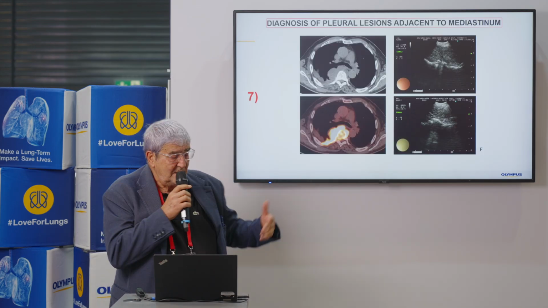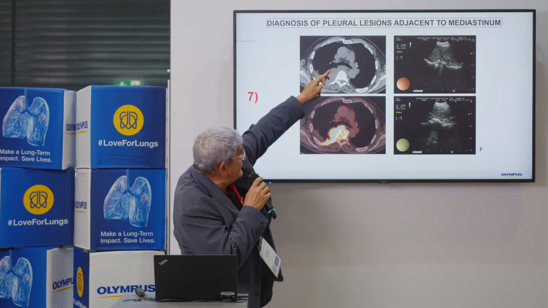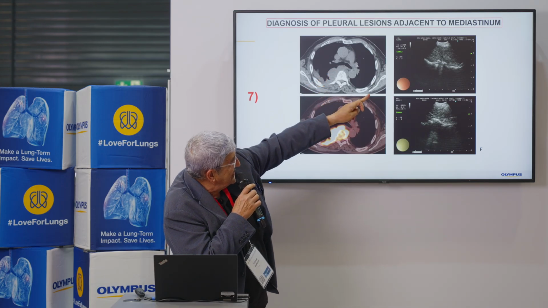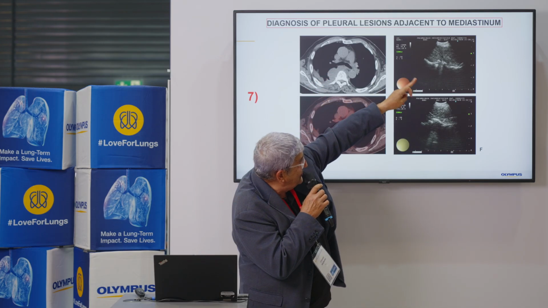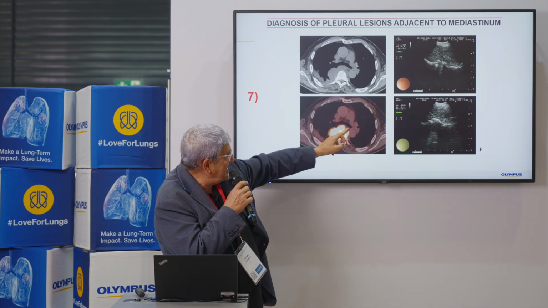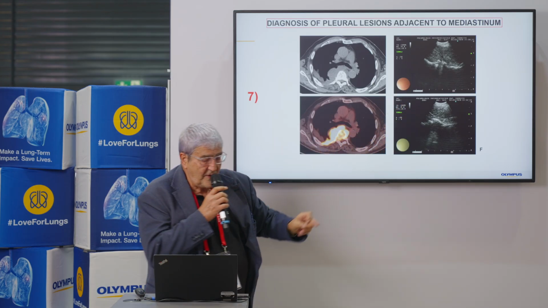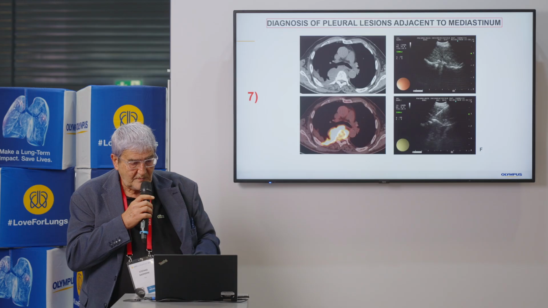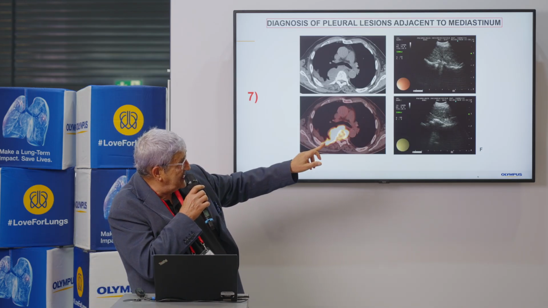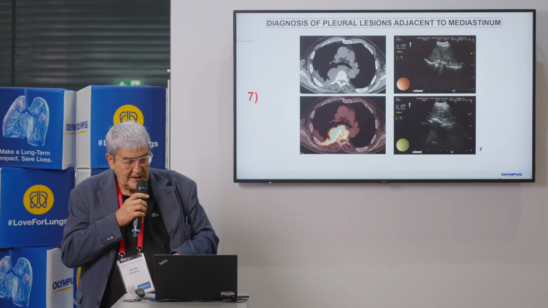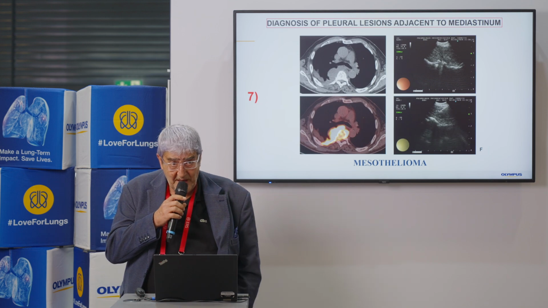Well, pleural mass. This is the echographic view through the esophagus, intensity positive on PET. And you can see the sampling of this pleural lesion that was a mesothelioma in this case.